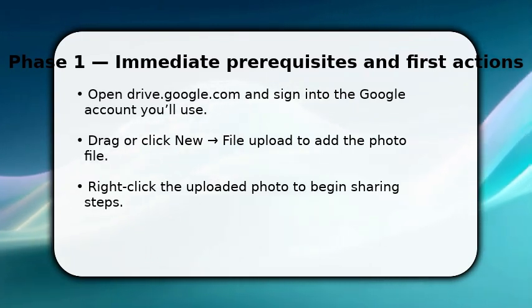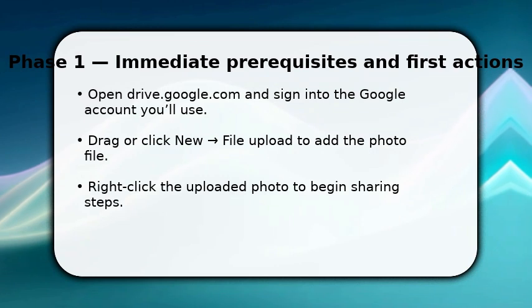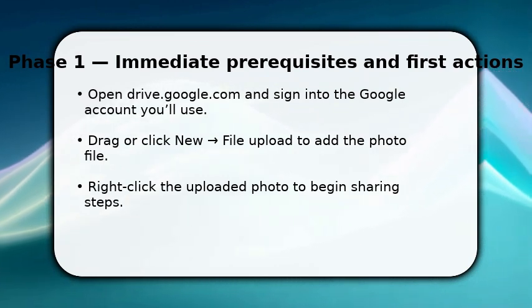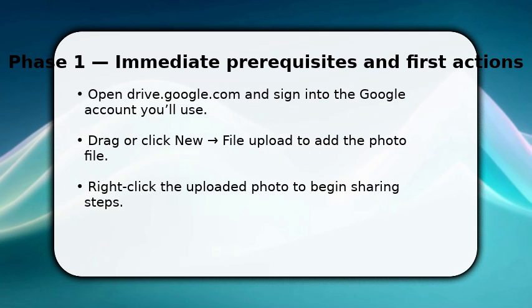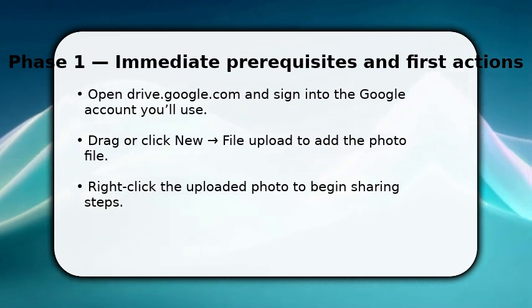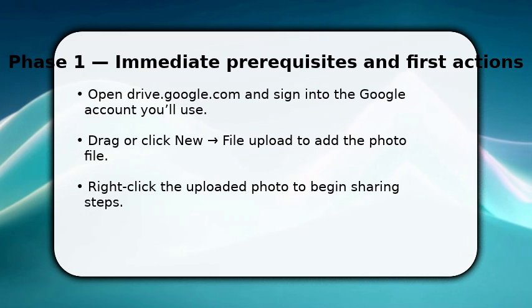You start by signing into Drive with the account you want to share from. This matters because ownership and permissions follow that account. Once signed in, upload the photo. Dragging is fastest. After the upload finishes, right-click the file and choose Get Link to begin.